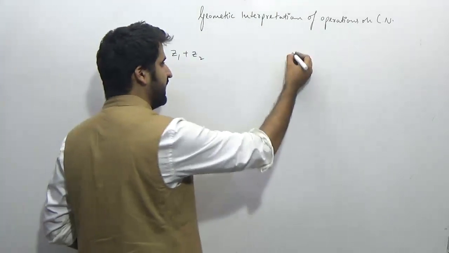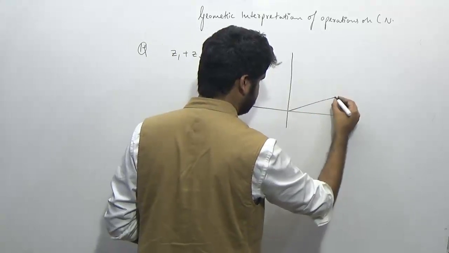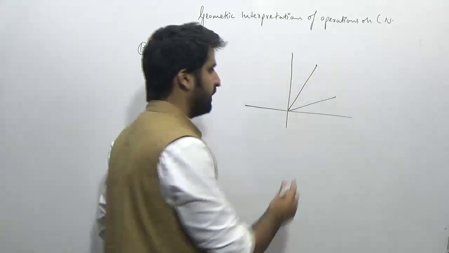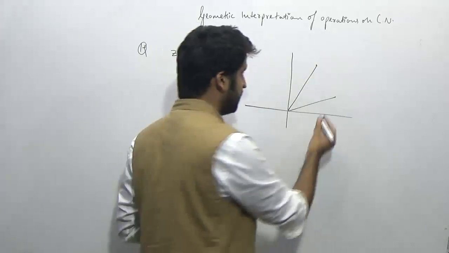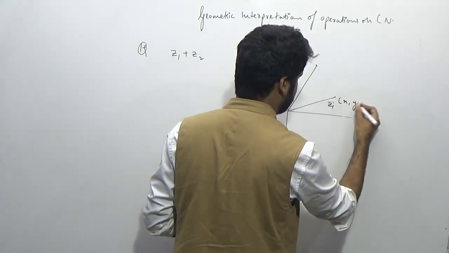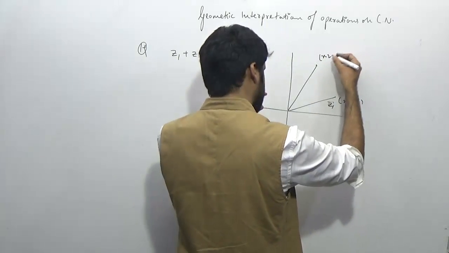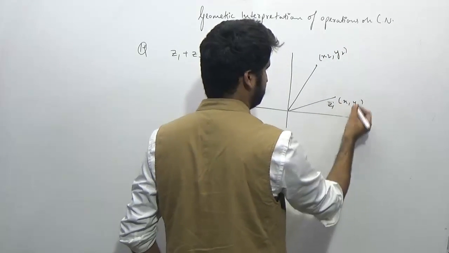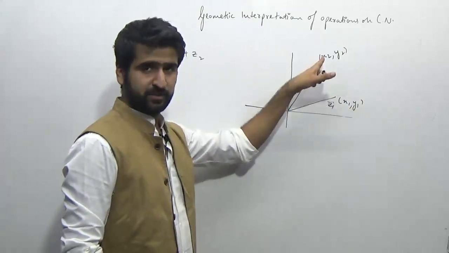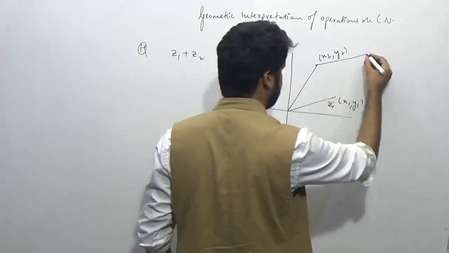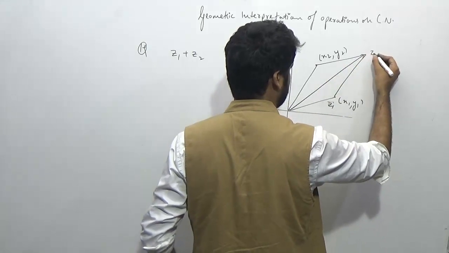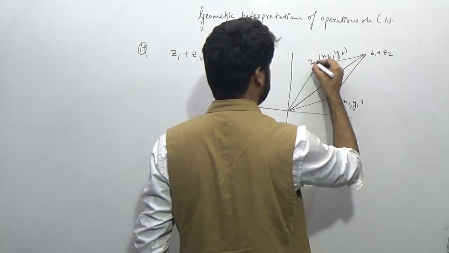As in the case of vectors we studied, if we add two vectors, how do we add them? By the triangle law or by the parallelogram law. So if this is my first complex number z1, (x1, y1), and this is the second complex number (x2, y2), the resulting complex number will be (x1 + x2) + i(y1 + y2), and that can easily be plotted by the parallelogram law. So the resulting complex number will be somewhere over here, and this is equal to z1 plus z2.